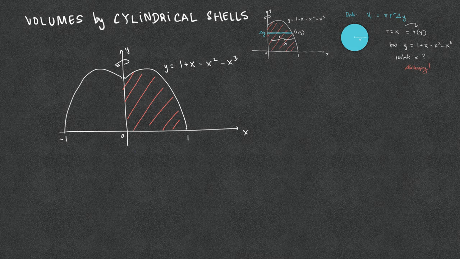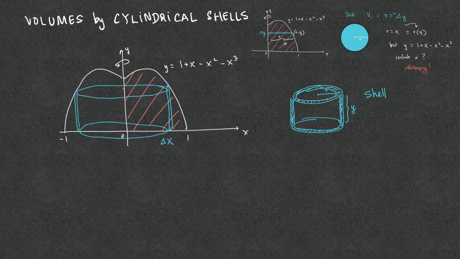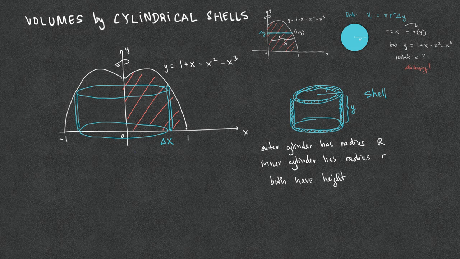Instead of slicing the solid perpendicular to the y-axis, we now slice it parallel to the y-axis. The thickness is delta x, and if we rotate it about the y-axis, we end up with a shell. This outer cylinder has radius capital R and the inner cylinder has radius little r. Both have the height of y.